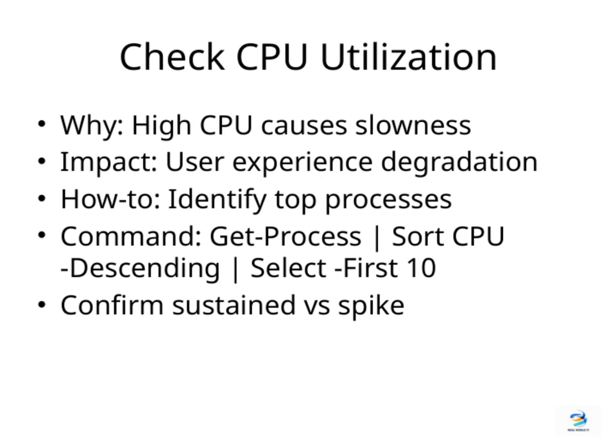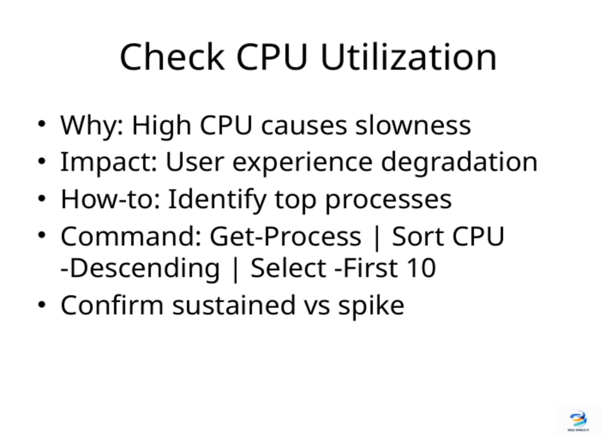Now, how do we address this? The first step is to identify the top processes that are consuming the most CPU resources. A simple way to do this is by running a command like Get-Process, then sorting the results by CPU usage in descending order, and selecting the top 10 processes. This helps us pinpoint which processes are the biggest culprits.